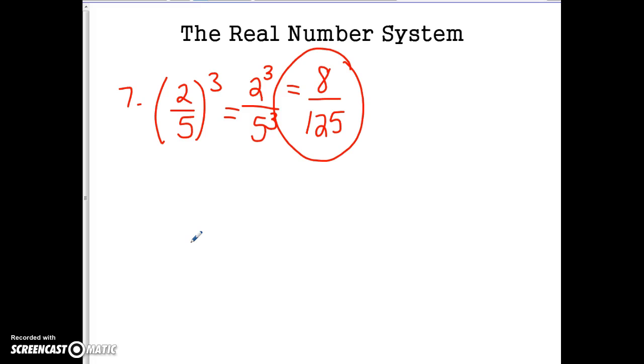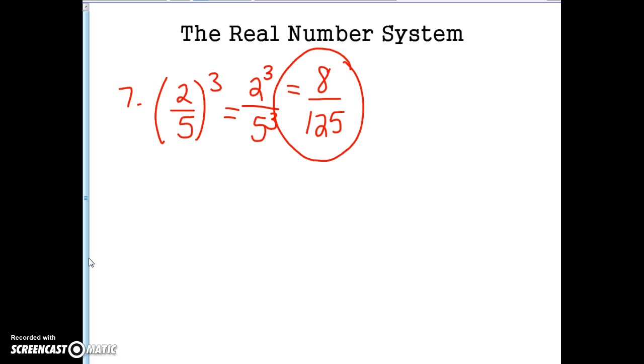Another helpful hint on Objective 1 is if you're using your calculator, which you're more than welcome to, if you see parentheses, make sure you put parentheses in your calculator. So just put it into your calculator exactly how you see it on your paper.